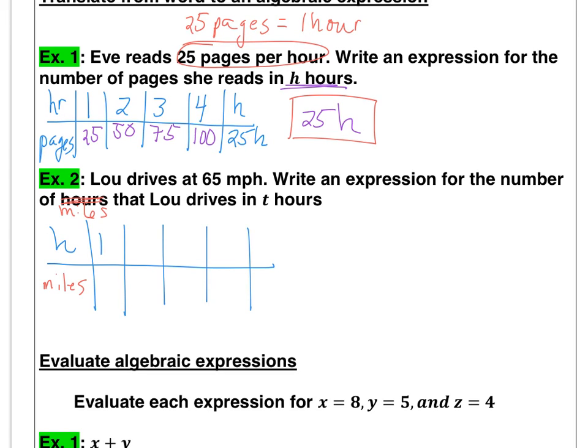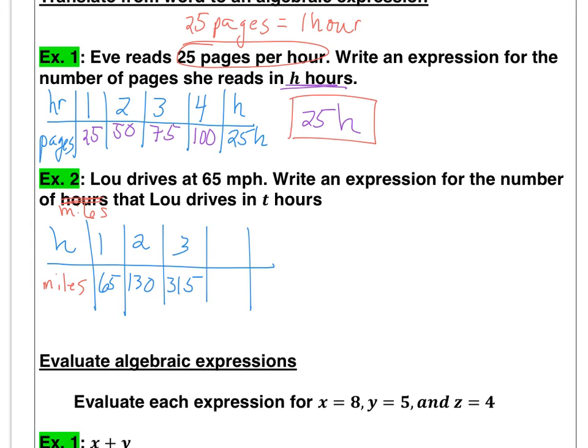So after 1 hour, Lou will have driven 65 miles in that 1 hour because he drives 65 miles per each hour. So after 2 hours, I would have 2 of these 65s. So 2 times 65 is 130. After 3 hours, when I do what we did above, I'm going to take 3 times 65 because I've got 65 plus 65 plus 65. So 3 times 5 is 15. Carry the 1. 3 times 6 is 30, plus the 1 we carried would be 31, and so forth.